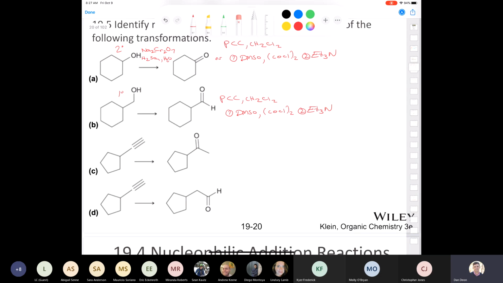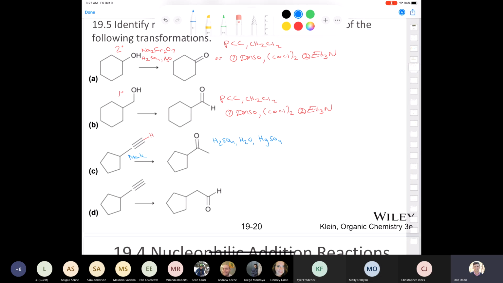Next, we have a terminal alkyne. Why is it called terminal? Because it's at the end of the molecule, right? We have a hydrogen here. We want to take that terminal alkyne and convert it into a ketone. We have to do a Markovnikov addition of water. And the way that we do that is by treatment with sulfuric acid, water, and mercuric sulfate, HgSO4.